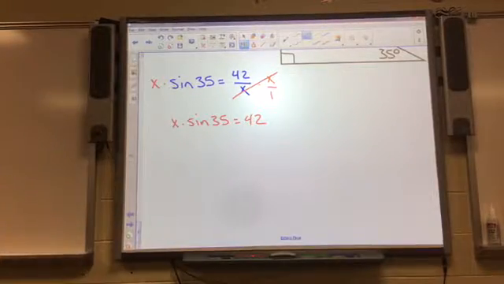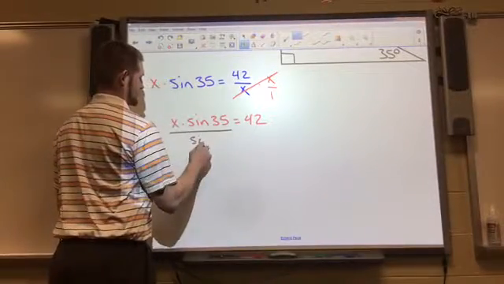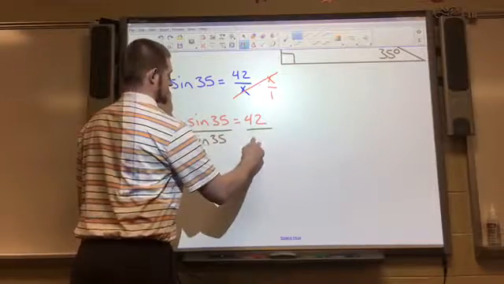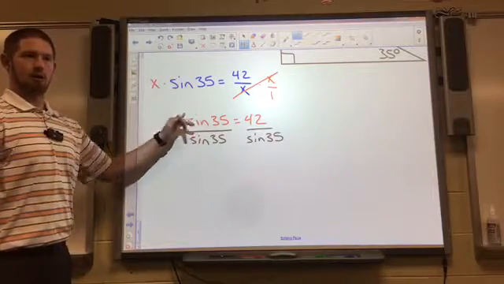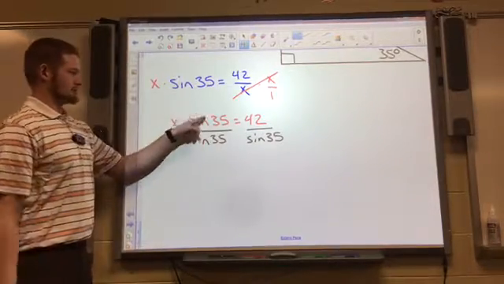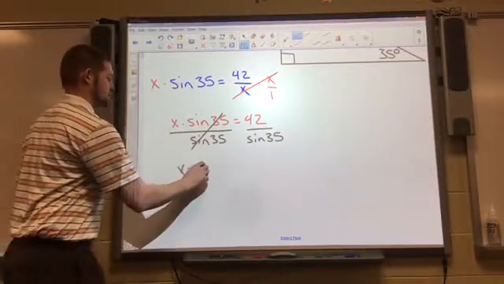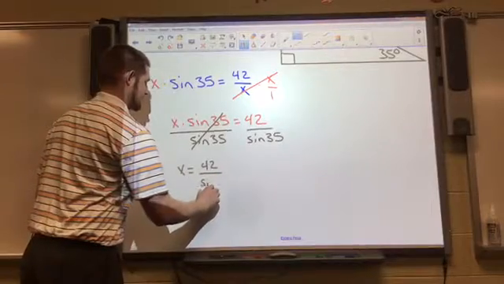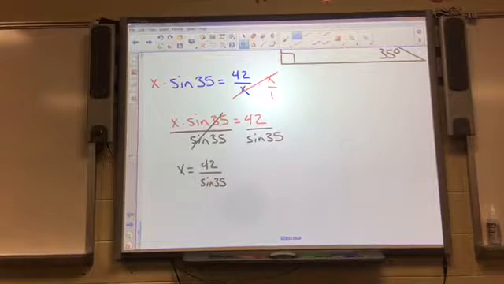That's good. Is there still something with x, though? How do I get rid of that, Jacob? Good. I divide by the sine of 35. And I know that's a process you guys have never done before, but it makes sense because I got x by itself and I'm multiplying right now, right? So what happens to these two? They cancel. So you have x equals 42 divided by the sine of 35. Can you plug that straight into your calculator? Yeah.